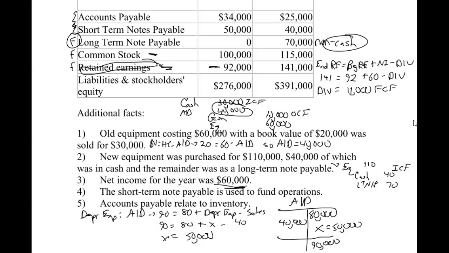I could have easily put this as a T account as well, doing retained earnings. Like I said, I'm spending quite a bit of time on this, showing you multiple ways to do it. We start at 92. Getting a little tight on space. The ending balance is 141. Then we had the 60,000 income, and my dividend is that number right there. Remember, dividends reduce retained earnings. Retained earnings is a credit balance, therefore the dividend is a debit.